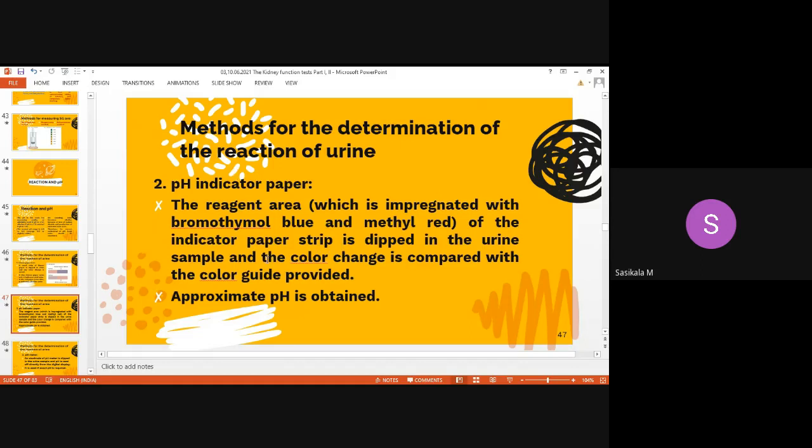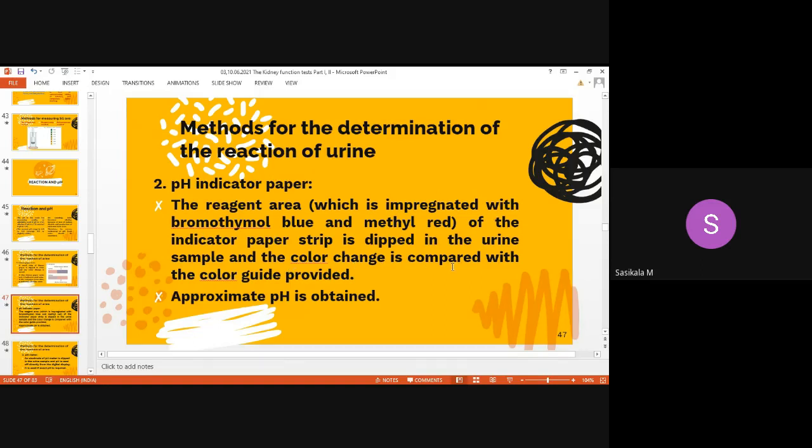Then the pH indicator paper. The indicator will be impregnated in the paper, so that is called pH indicator paper. Another test: the reagent area is impregnated with bromothymol blue and methyl red, these are indicators, so that will be added to the paper. The indicator paper strip will be already available, and it is dipped in the urine sample.